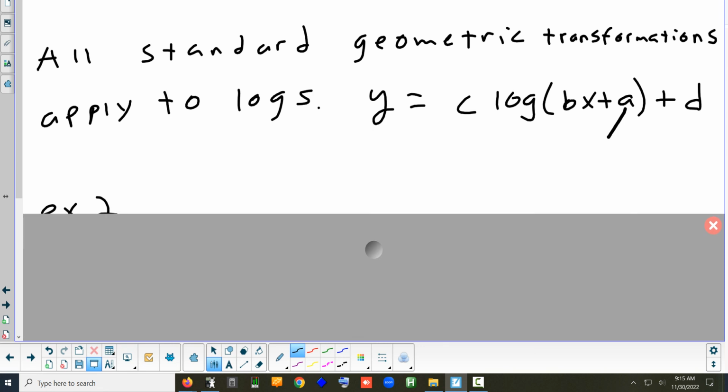And does anybody remember what A does? That's adding, or it could be subtracting, but it's inside the parentheses. It's inside the function. Compared to D, which is adding and subtracting outside. Okay? Horizontal shift. Yep. That's a horizontal shift.